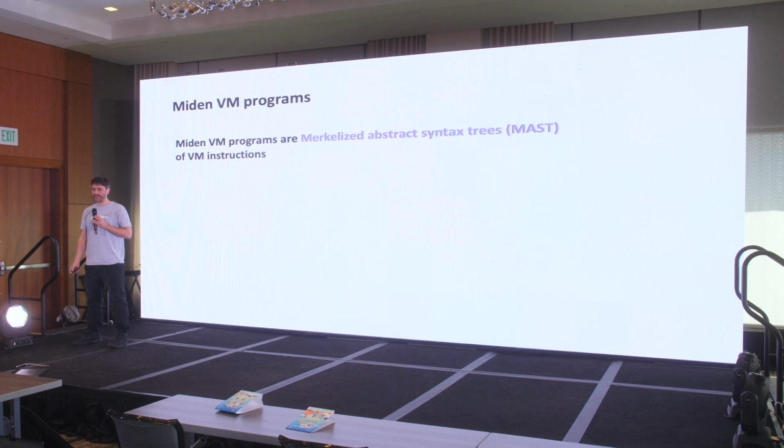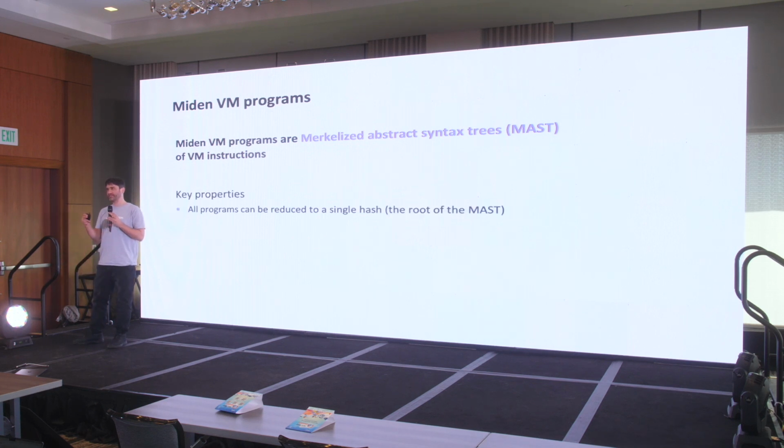Basically, all programs can be reduced to a single hash, which is a super nice property in the blockchain context. If someone wants me to execute a certain program, I can always quickly check the hash, and I know it's exactly the program that I knew before or already executed. There is no change in the program and no loophole or backdoor that someone coded in.